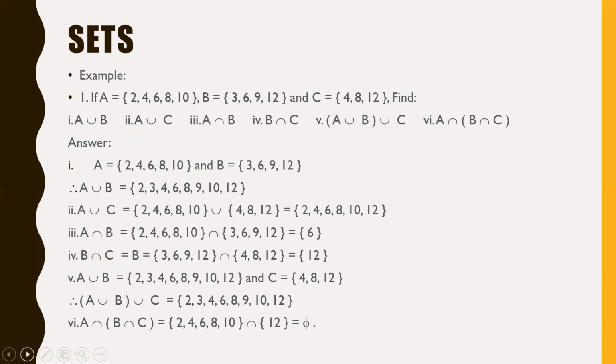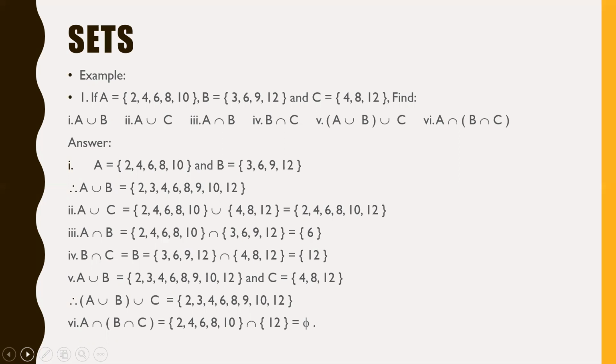Now, one example is there. If A is equal to {2, 4, 6, 8, 10}, B is equal to {3, 6, 9, 12}, and C is equal to {4, 8, 12}, then find: Roman number 1, A union B. Roman number 2, A union C. Roman number 3, A intersection B. Roman number 4, B intersection C. Roman number 5, A union B union C. And Roman number 6, A intersection B intersection C.